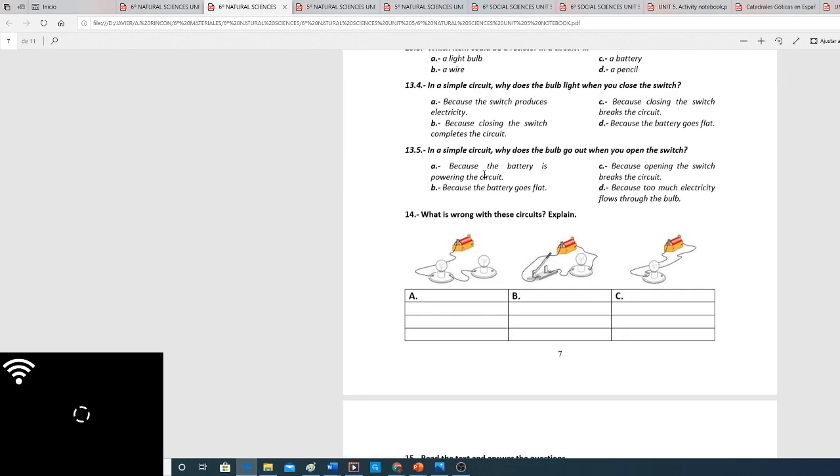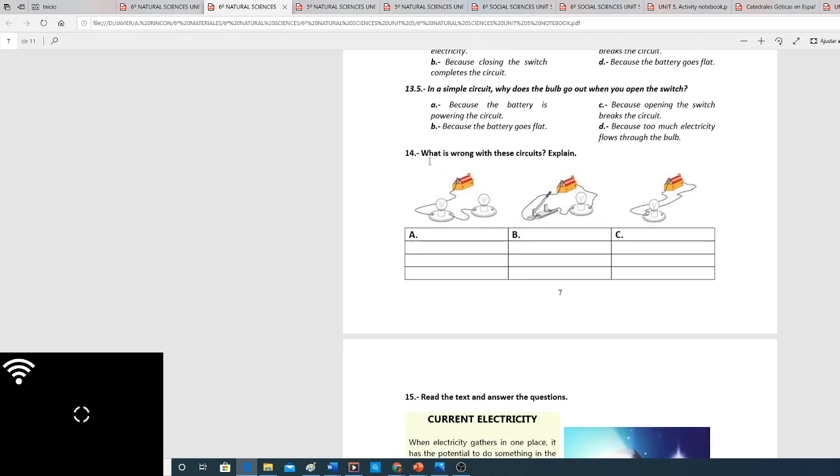Finally, in a simple circuit, why does the bulb go out when you open the switch? Because the battery is powering the circuit? Nonsense. Because the battery goes flat? Could be or not, it's not sure. Because opening the switch breaks the circuit? Or because too much electricity flows through the bulb? No. The only correct answer is C.